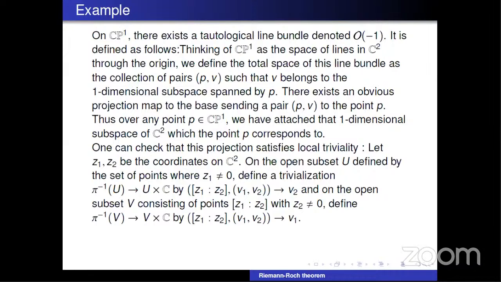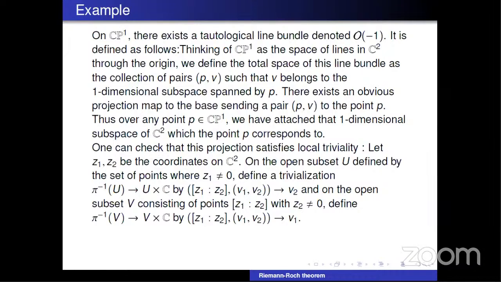One can check that this projection satisfies local triviality. Choose z1 and z2 as the coordinates on C2. On the open subset U defined by the set of points where z1 is not 0, define a trivialization from pi inverse of U to U cross C. Points in CP1 look like pairs of points (z1, z2), where (z1, z2) is equivalent to (lambda z1, lambda z2). An equivalence class is denoted [z1, z2]. So [z1, z2] together with a vector (v1, v2) goes to the vector v2.